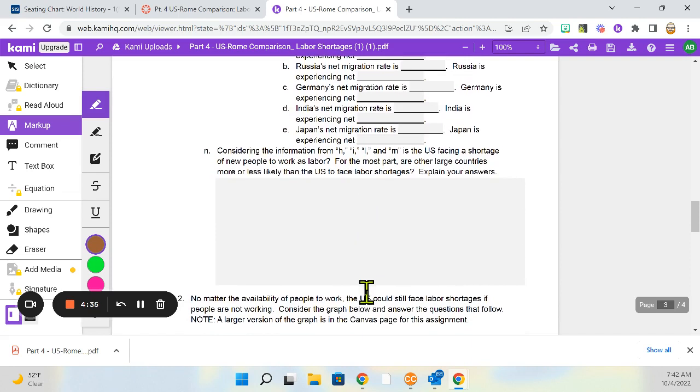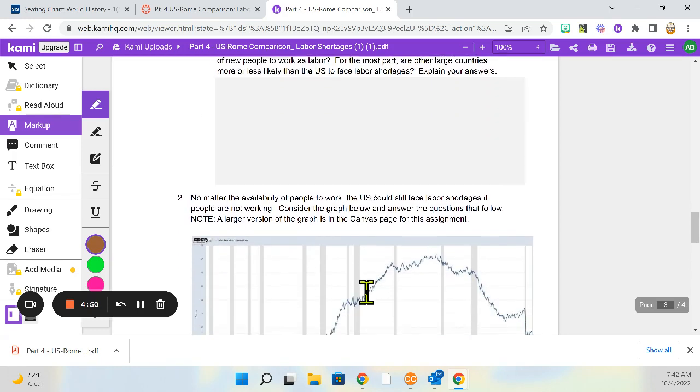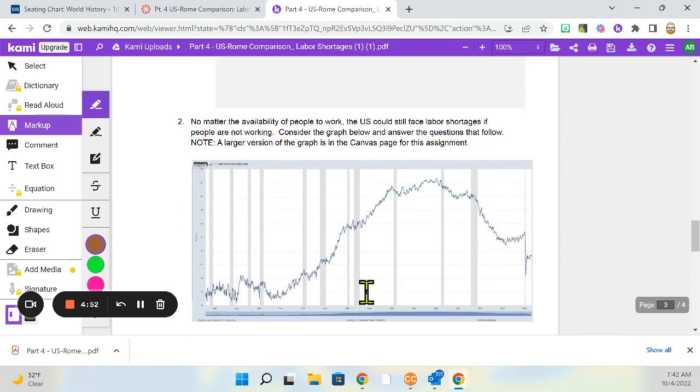Now, when we're thinking about this information, look at it, compare us to other countries, and figure out if we are more or less likely than those countries to face labor shortages, and explain why you think so, why the evidence tells you that. So the first bit is just whether we've got people. Is our population growing or shrinking? Do we have more people moving into this country than moving out? Those are two important things to know.